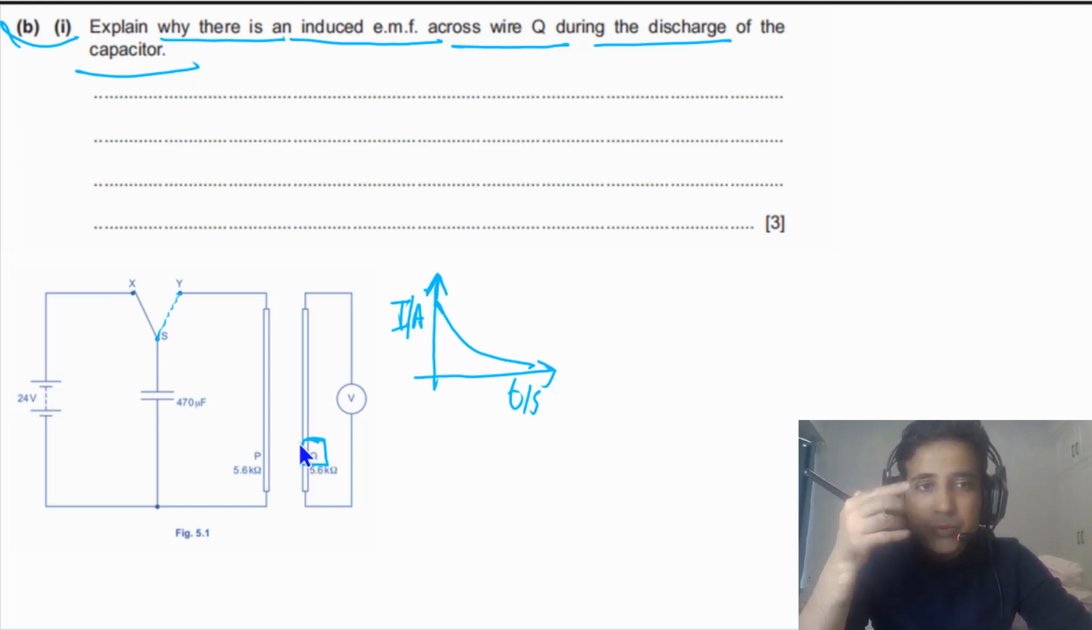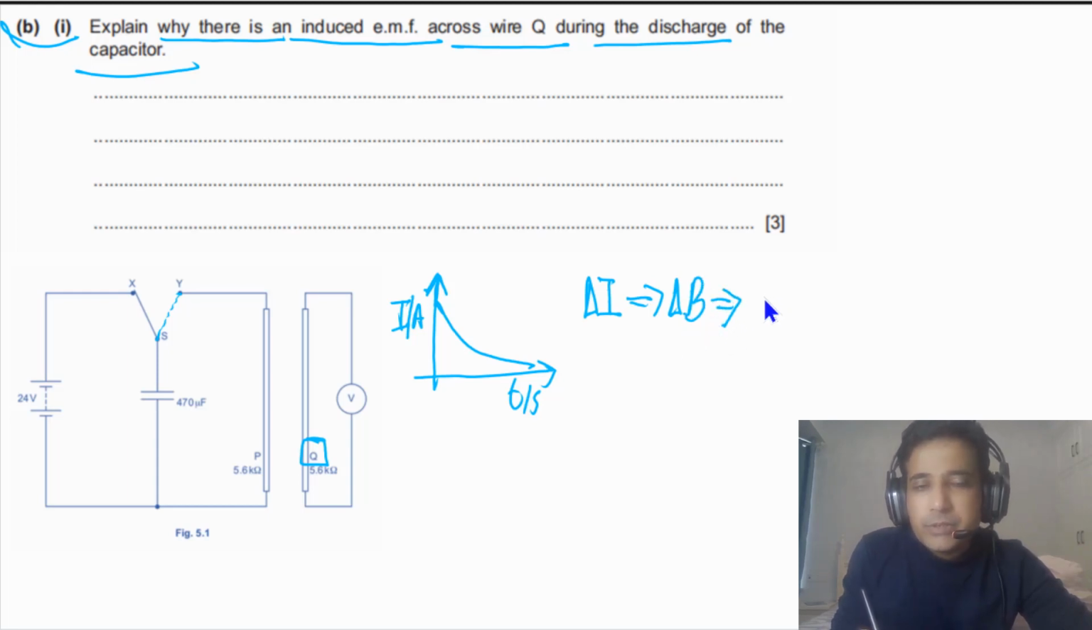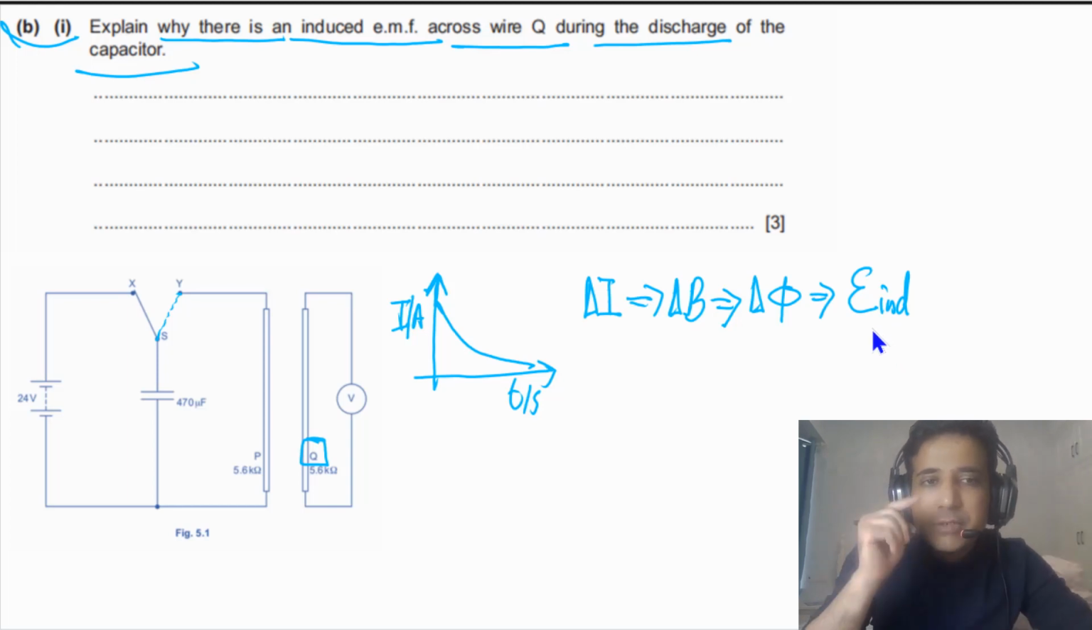As current in this wire is changing, there is a change in magnetic field. And as there is a change in magnetic field, there will be a change in flux. As there is a change in the flux, there will be EMF induced in wire Q. If you have understanding of these points, you can simply write down your answer.